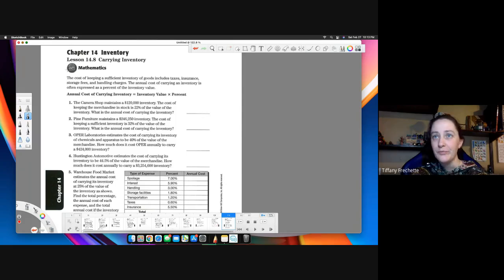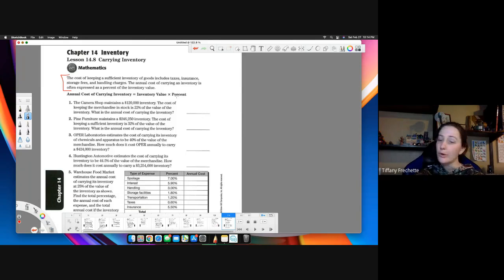All right, so let's go ahead and take a look at this bit up here. This is usually just a quick summary of the lesson. So the cost of keeping a sufficient inventory of goods includes taxes, insurance, storage fees, and handling charges. The annual cost of carrying an inventory is often expressed as a percentage of the inventory value. So annual cost of carrying inventory equals the inventory value times the percent.